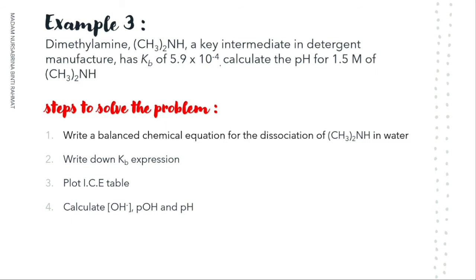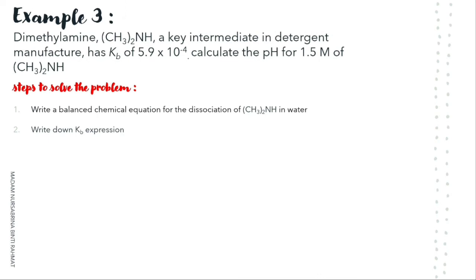So I list out 4 steps that you need to follow in order to solve this question. Always start by writing down the chemical equation for the dissociation of your acid or base in water, and then write down Kb and calculate your X value. Then from there, you plot your ICE table and calculate the other concentrations or other problems being asked in the question. So let's now focus on how to answer this.